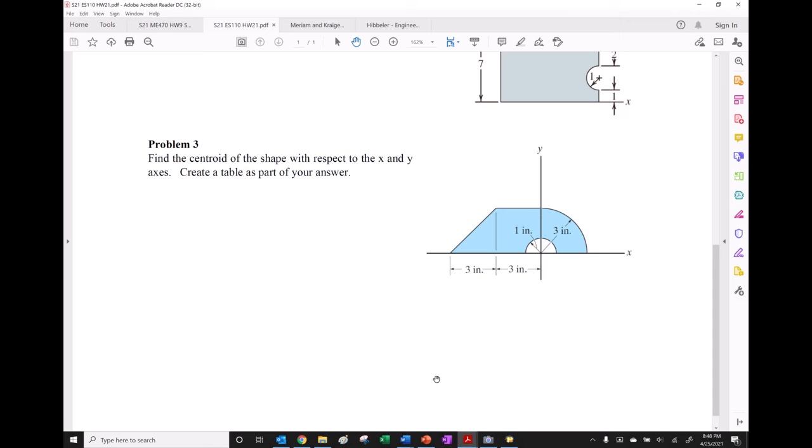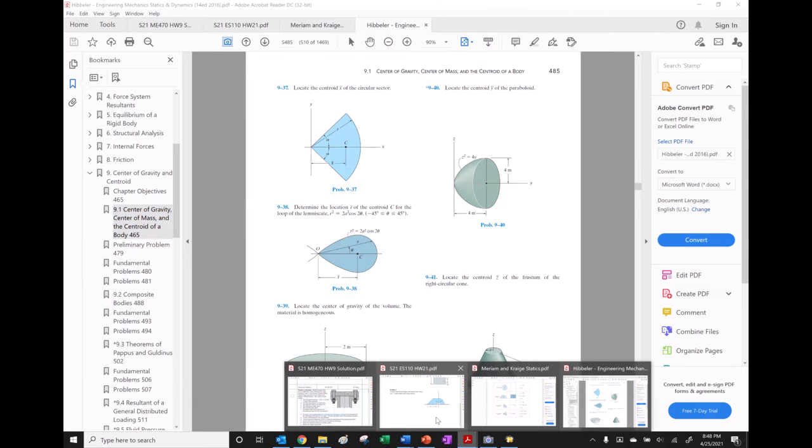Okay, so here's problem 3 in homework 21. We have this funny looking thing, 3 inches by 3 inches by 3 inches by 1 inch. Oh yeah, I forgot to put the dimensions on mine. So let me, nope, wrong one.